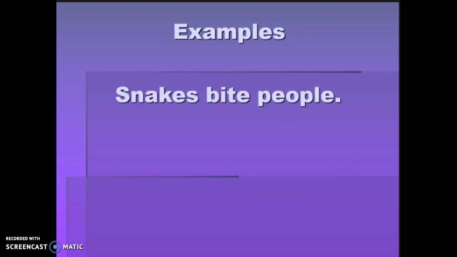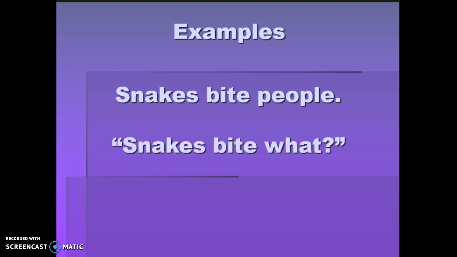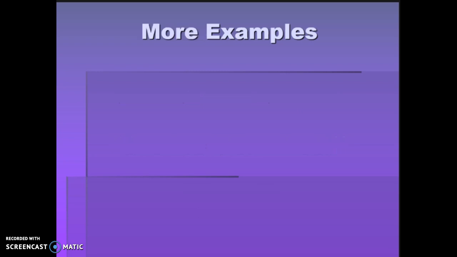Some examples. Snakes bite people. Pretty short, pretty sweet. Once again, you ask yourself the subject and the verb, and then say what. Snakes bite what? They bite people. So there's your direct object. Another example.